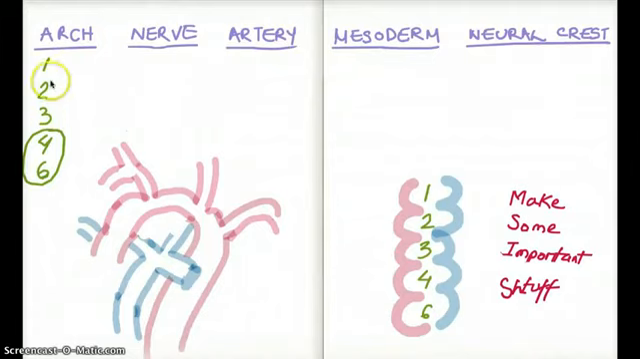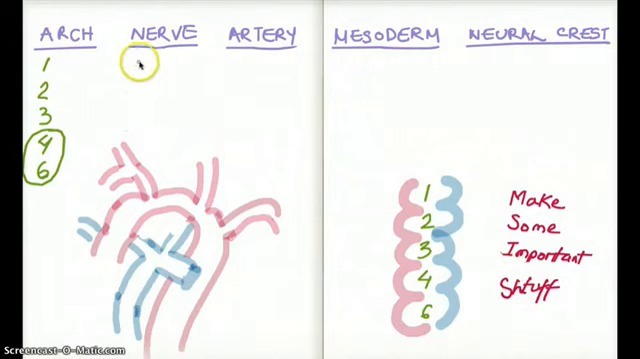So first of all, I have the arches written down here. This is the arch of aorta, pulmonary artery, and this is the ductus arteriosus. This is the pharyngeal apparatus, and this is the mnemonic we're going to use today. The mnemonic says, make some important stuff. Now stuff, you see it has an SH here. It's because the 4 and 6 share some of the structures. So that's why it's shared, hence stuff.